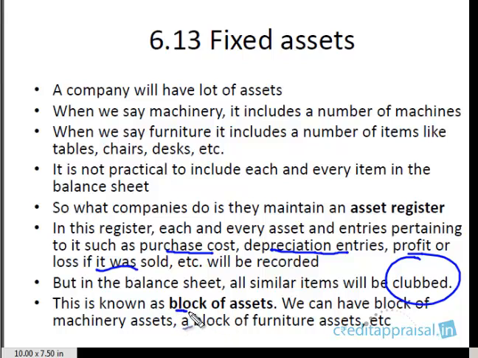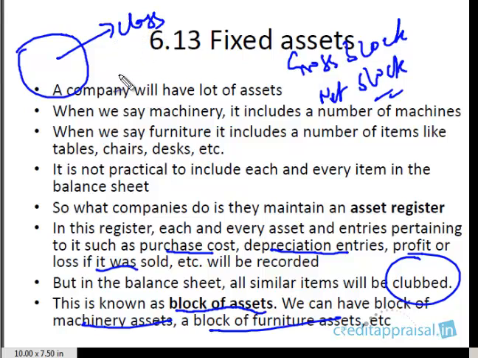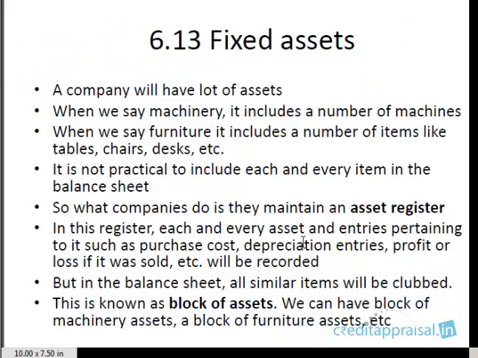You have to understand that these are known as blocks of assets, because we're going to use the terms gross block and net block. You have to understand what this block is. A block of machinery assets, or a block of furniture assets, means a combination of all items under a similar class. We are classifying all machineries under a single head called machinery. This machinery will have various machines, but put together you are calling it a single item called machinery. So this is a block of machinery. Similarly, a block of furniture. That is what is known as a block of assets.